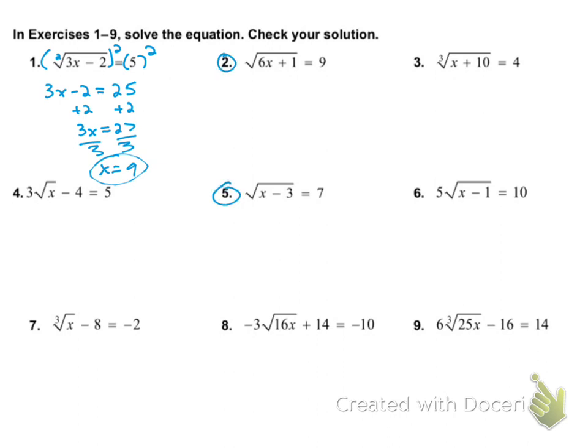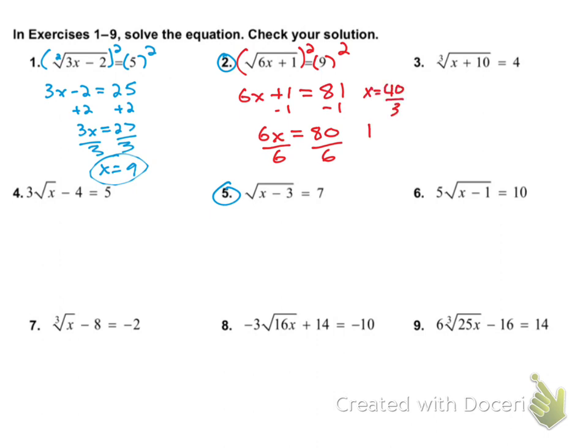All right, try and do 2 and 5, doing the same process. So number 2, we'd square both sides. That'd leave me with 6x plus 1 equals 81. Subtract 1. 6x equals 80. Divide by 6. That'll give us x equals 40 over 3, or 13 and 1/3 is fine.